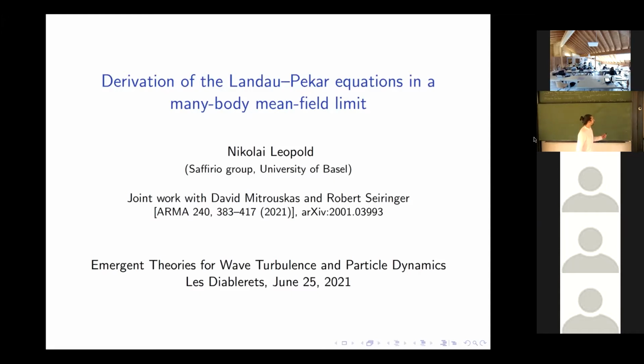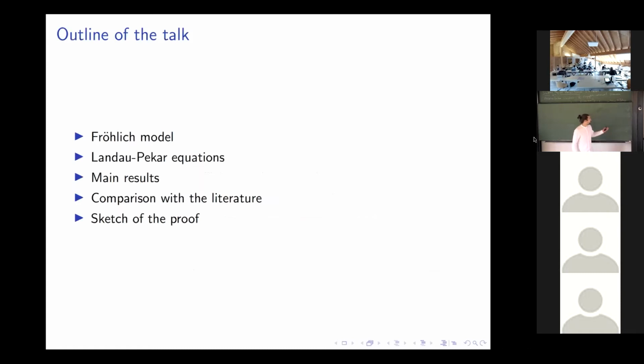I would like to talk about the derivation of the Landau-Pekar equations in a mean field limit. The talk is based on joint work we started with Puskas and Seiringer, and it can be found under the following reference on the arXiv. The outline of the talk is as follows. First, I would like to introduce the models, which were already introduced by Robert on Wednesday, namely the Fröhlich model and the Landau-Pekar equations. Then I would like to state our main results, make a comparison with the literature, and if time permits, give a sketch of the proof.